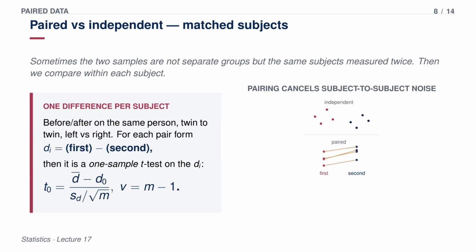The picture shows why that's worth doing. Top panel, 2 independent clouds, and the spread from subject to subject nearly buries any shift between the groups. Bottom panel, the same idea as matched pairs, one gold link connecting each subject's first and second measurement. Each gold link is 1 di, and that's the trick. A subject who runs high is high in both measurements, so the difference wipes their personal level out entirely. Pairing cancels subject-to-subject noise. What's left is just the shift you actually care about.